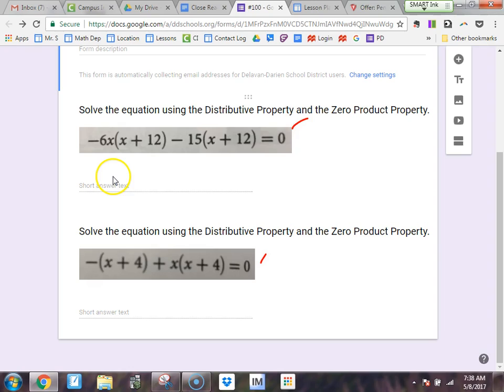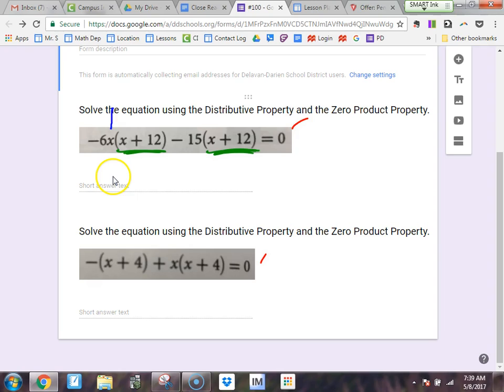I want you to look at the problem. I want you to recognize that x plus 12 is written twice in that first problem. It has to be in order for you to do what you're about to do. I'll say that again. You have to have the same expression in these parentheses. I do. Here's what you do.